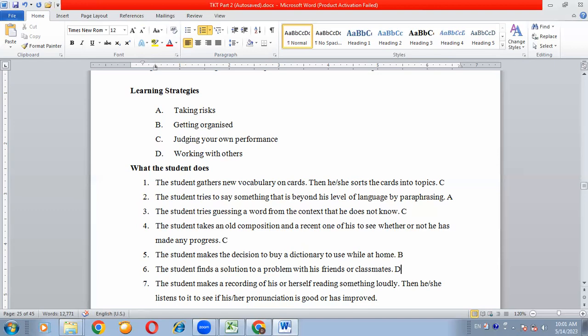Last one: the student makes a recording of himself or herself reading something aloud. Then she listens to it to see if his pronunciation is good or has improved. So it is judging your own performance. Those are the answers for this.